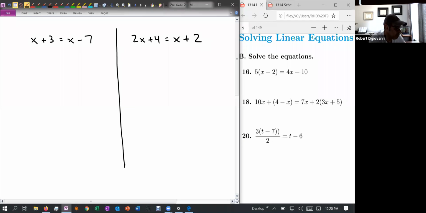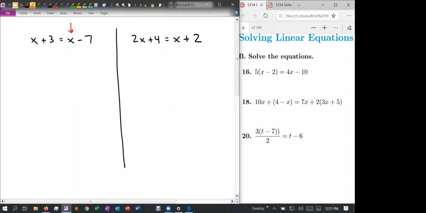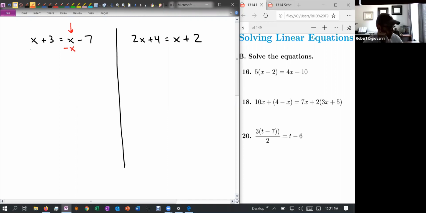Let's take a look at the one on the left. Let's get the x's by themselves on one side. So I'm going to choose to try and get my variables on the left. So I'm going to try and get rid of this x right here. How do I get rid of that x on the right-hand side? Subtract it. Subtract, right? So I'm going to subtract an x, a single x from both sides. And when I do that, we know that they'll cancel out there.